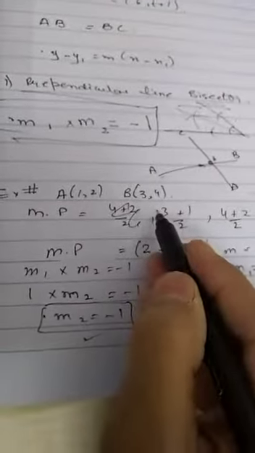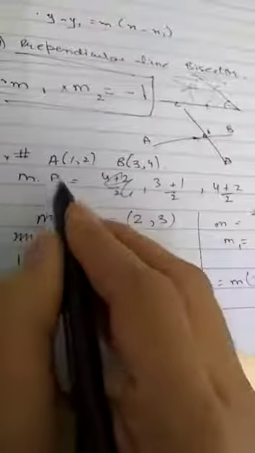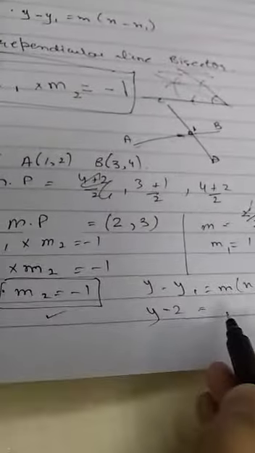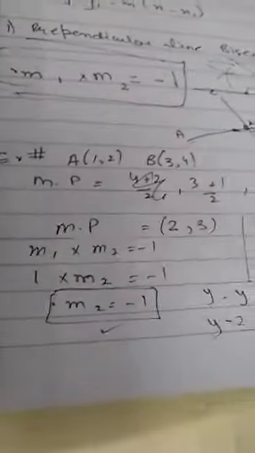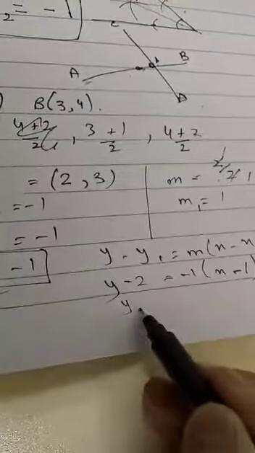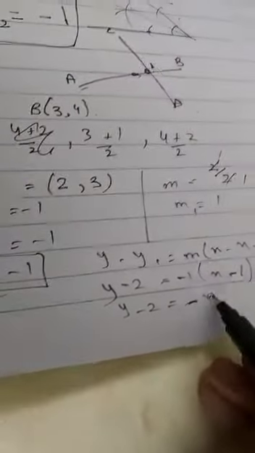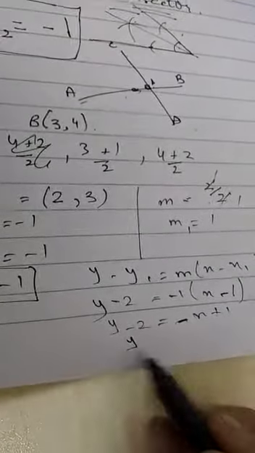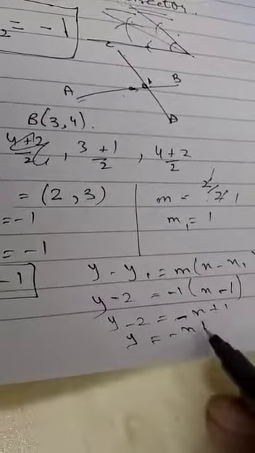Let's take y minus y1, right? We will take the point 2 first. y minus 2 is equal to, we know the m here, which is minus 1, times x minus 1. So y minus 2 is equal to minus x plus 1, right? y is equal to minus x plus 3.